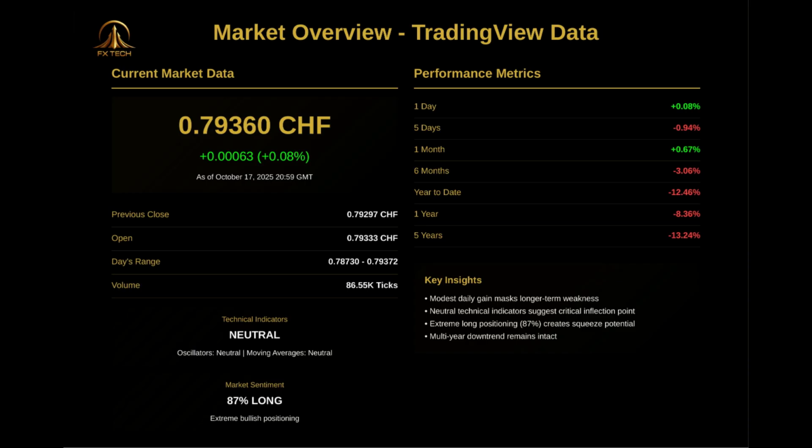Market sentiment shows extreme positioning with 87% of traders long, creating potential for a squeeze. The day's range spans 0.78730 to 0.79372. Volume stands at 86.55K ticks. This neutral technical setup against bearish longer-term trends presents both opportunities and risks for traders.